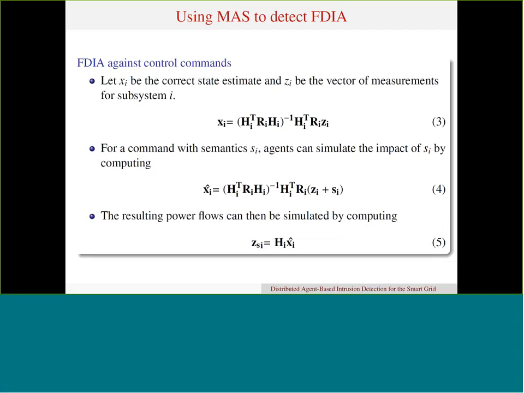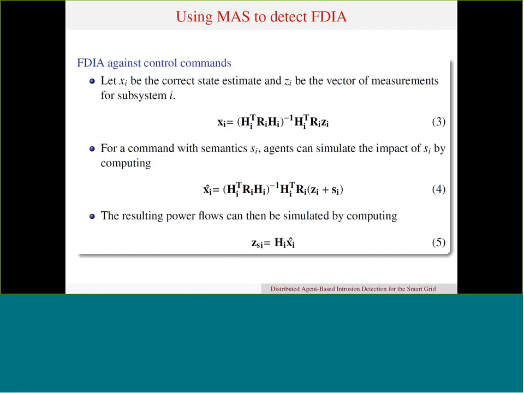So if data comes in from the control center requiring a change, and we've collected this change in a vector S_i, it might be information instructing a substation to increase generation by a certain amount, or drop a transmission line of a certain capacity. So the agent would collect these details in vector S_i, and then simulate an estimate of what X would look like after doing state estimation. Equation three is how state estimation is done normally. But at equation four, the agent is trying to simulate what the estimate would look like if they were to add S_i onto what they currently have.